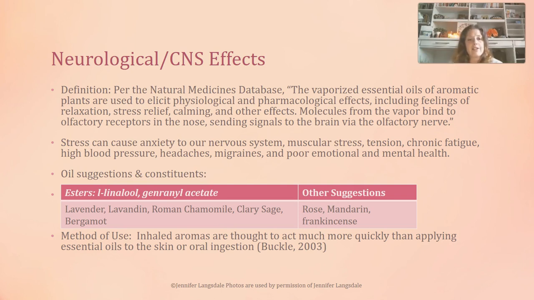We also know clary sage and bergamot are wonderful oils for helping calm the nerves, and some other suggestions were rose, mandarin, and frankincense. So the method of use would again be to inhale these oils, put them in a diffuser. You could probably bathe in several of these oils and they wouldn't hurt the skin. Just make sure you blend it in a good carrier oil, and even through making your own massage lotion and things like that. Of course, anytime you mix touch with essential oils, you're usually going to increase the de-stressing benefits.